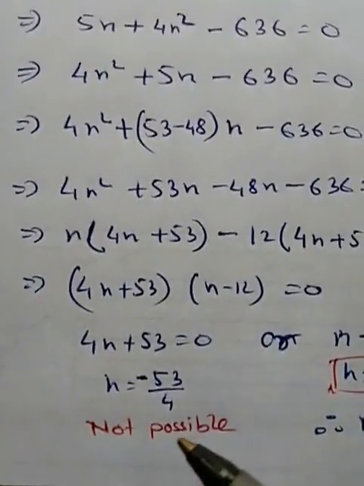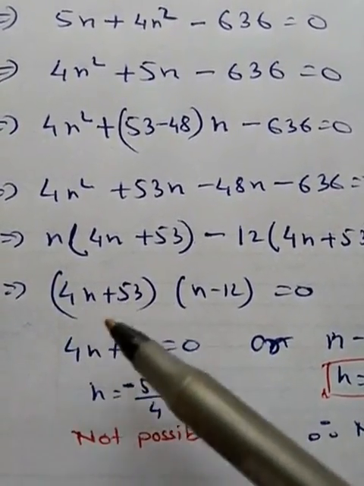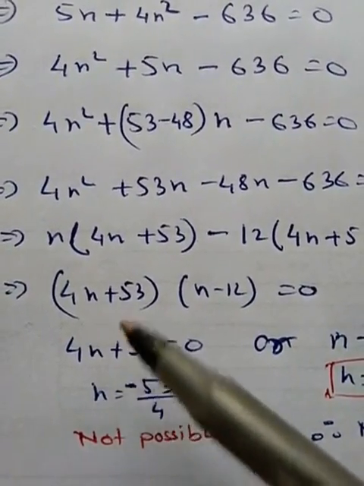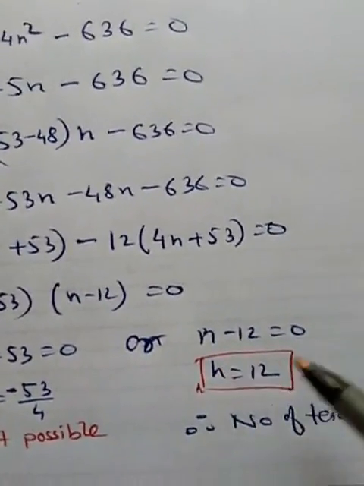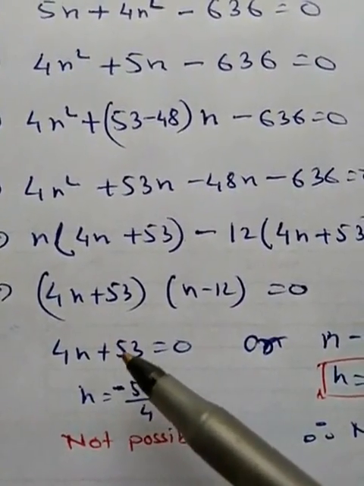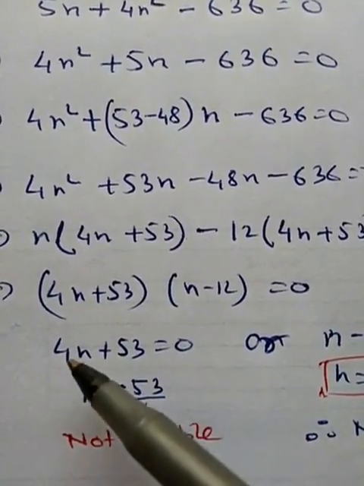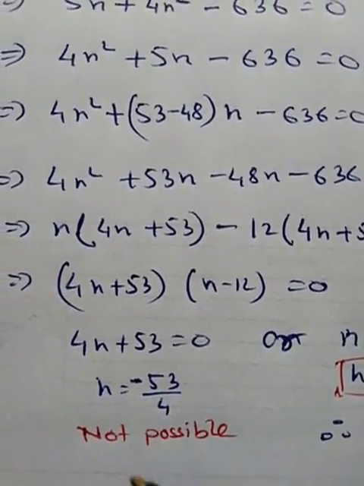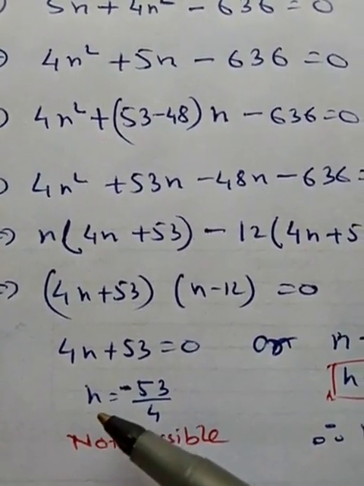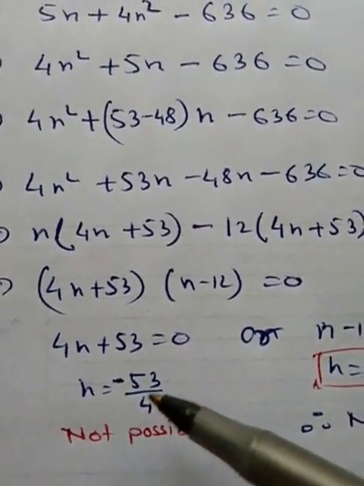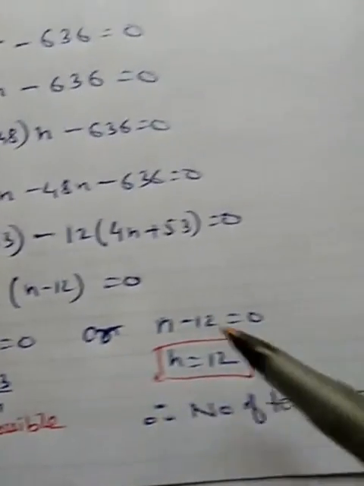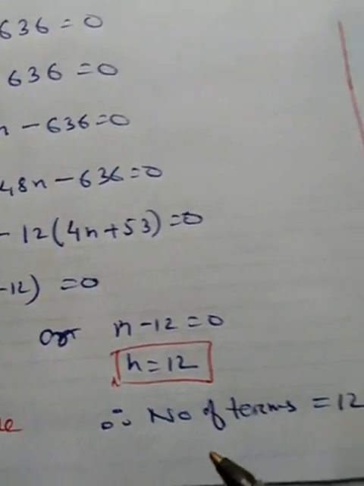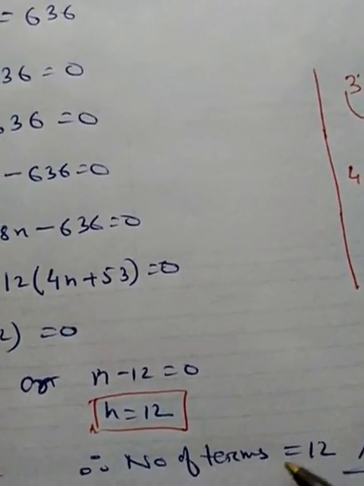Here we get one part and a second part, and the product of these two is 0. It means either the first part is 0 or n minus 12 is 0. From the first part, shifting 53, minus 53 and then dividing by 4, it is minus 53 by 4, which is not possible because the value of n indicates the position, which cannot be negative or a fraction. From the second part, n minus 12 equal to 0, we get n equals 12. Therefore the number of terms is 12.